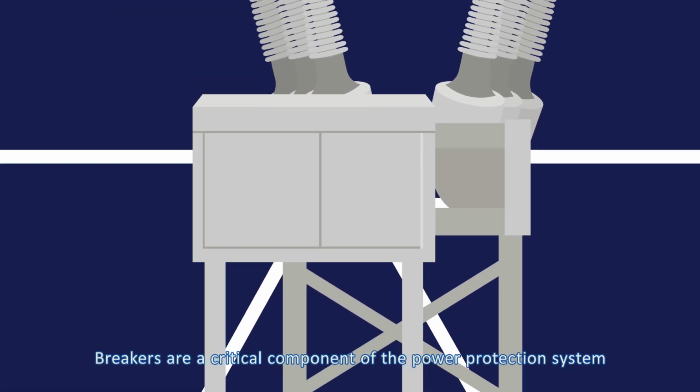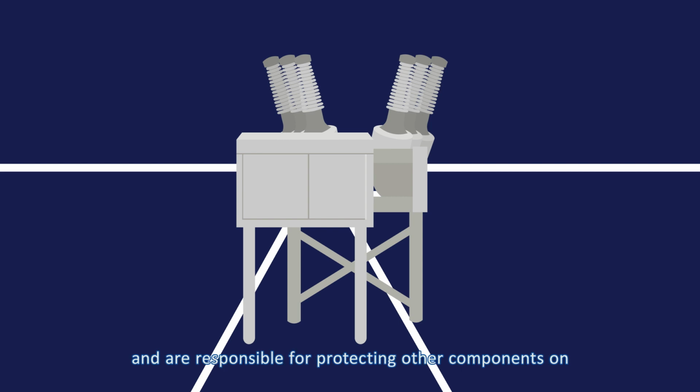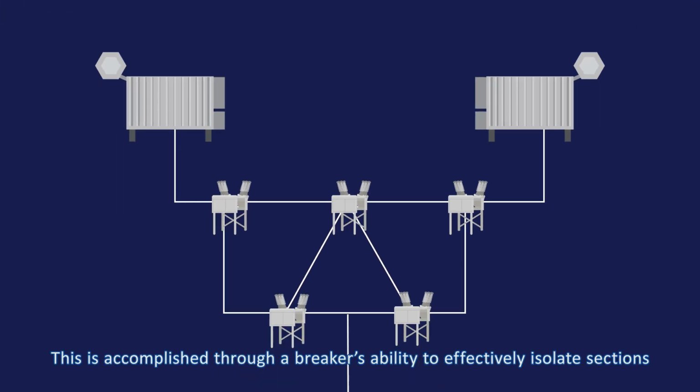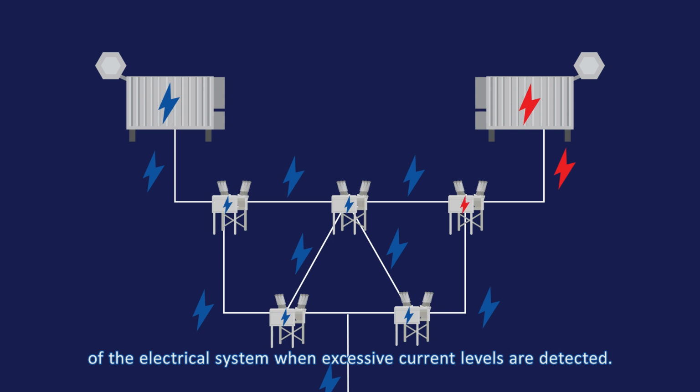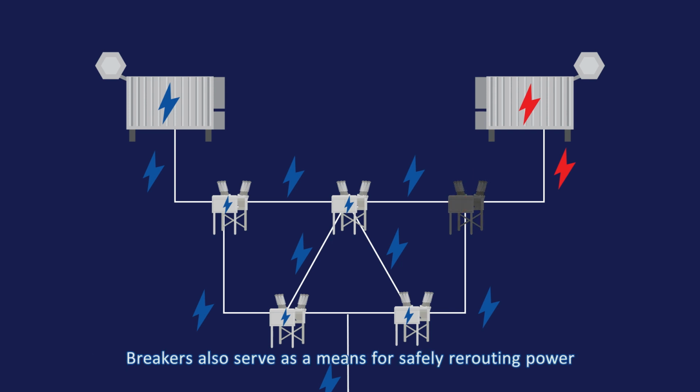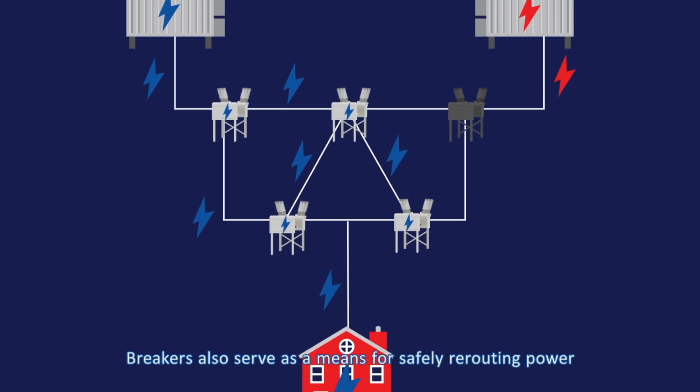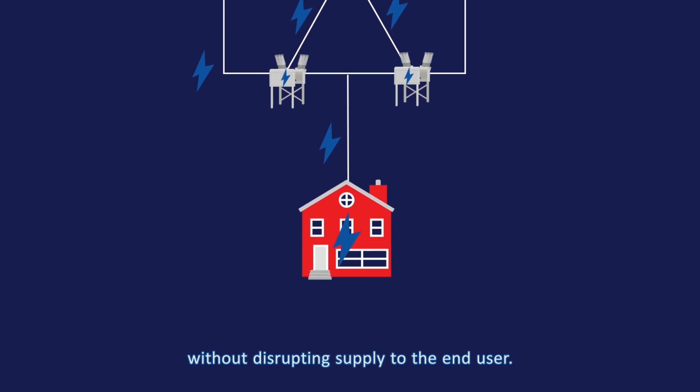Breakers are a critical component of the power protection system and are responsible for protecting other components on the electrical grid from damaging fault currents. This is accomplished through a breaker's ability to effectively isolate sections of the electrical system when excessive current levels are detected. Breakers also serve as a means for safely rerouting power without disrupting supply to the end user.